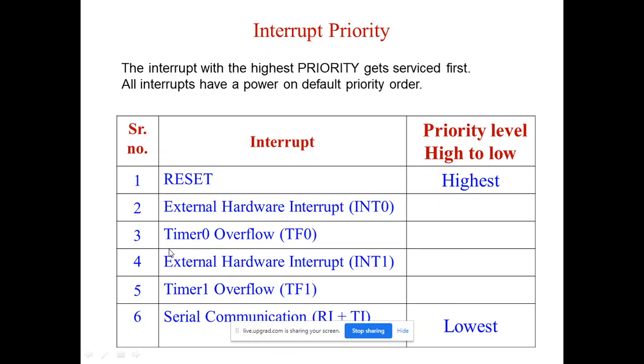Suppose two interrupts arise at a time. For example, interrupts from timer 0 and timer 1 arise at a time. At that instant, timer 0 has higher priority as compared to timer 1. That's why the controller will serve timer 0 first and then it will serve timer 1. Suppose two interrupts arise, timer 0 and serial interrupt, at a time. In that situation, the controller will serve timer 0 first and then it will serve the serial communication interrupt.